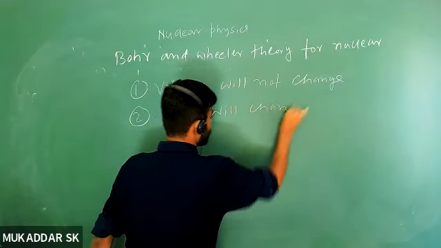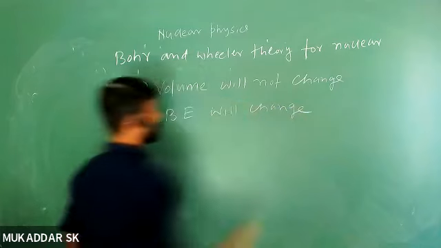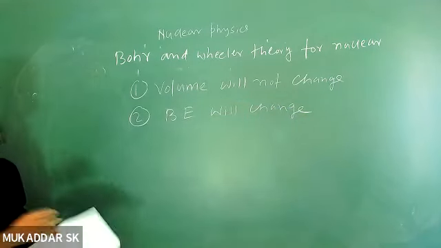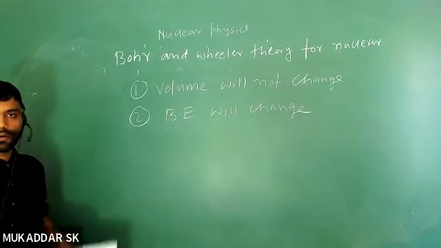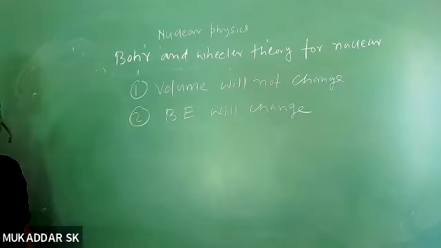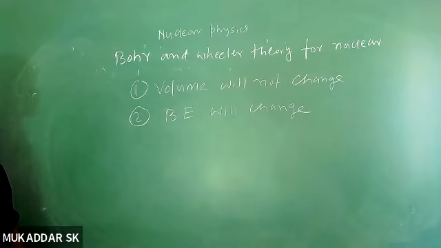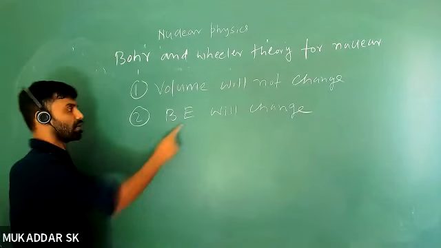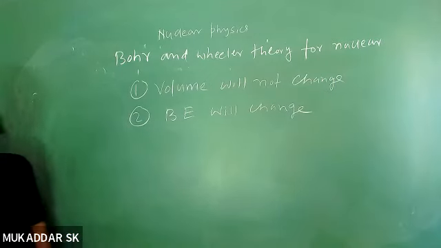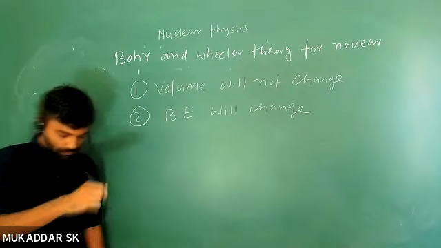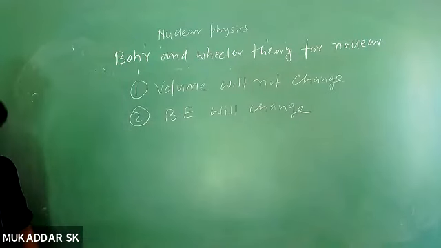Why will binding energy change? Volume will not change. When you are changing that shape from a sphere to an ellipsoid, there will be no change in volume, because volume depends upon mass number, and mass number is not getting changed. But of course there will be a change in binding energy. Why? What in the total binding energy is changing? Coulomb energy and surface tension energy.